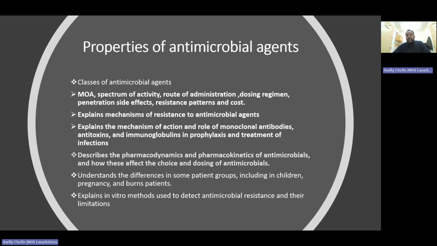Properties of antimicrobial agents, as you know, usually come in both short answer questions as well as in SPE, which we'll explain later. They will ask you about the class of antimicrobial agents, their mechanism of action, spectrum of activity, route of administration, dosing, penetration, side effects, and resistance. You need to go through each class of antibiotics, and at least know everything about that antibiotic. Pharmacokinetics and pharmacodynamics are very important.